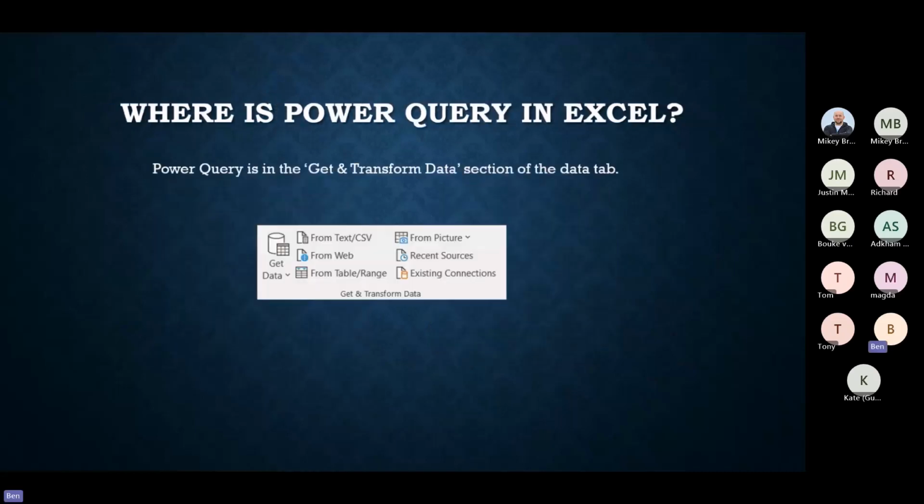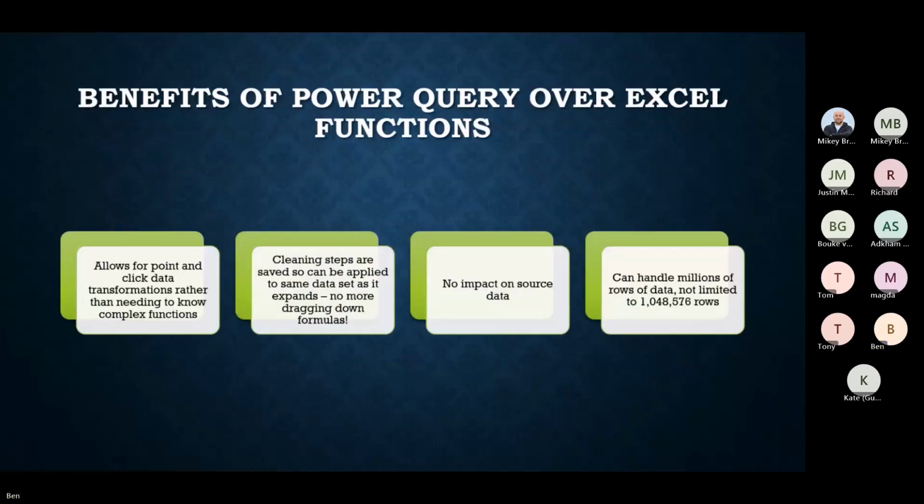So where is Power Query in Excel for anyone who's not used it before? Confusingly, it's not actually called Power Query in the Excel program. It's called Get and Transform Data, and it's under the Data tab. And this is what it would look like. You'll see when I start using Excel in a moment. It gives you some kind of default get data options, like from text, from web. But if you click the Get Data drop-down box, that's when you can connect it to kind of databases and things like that.